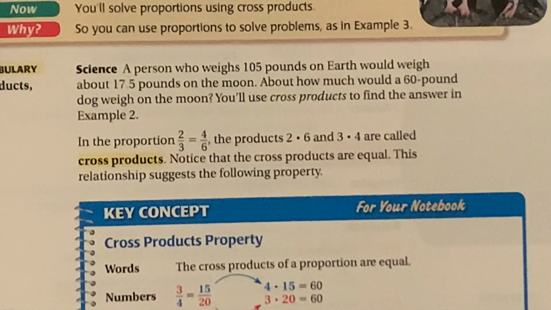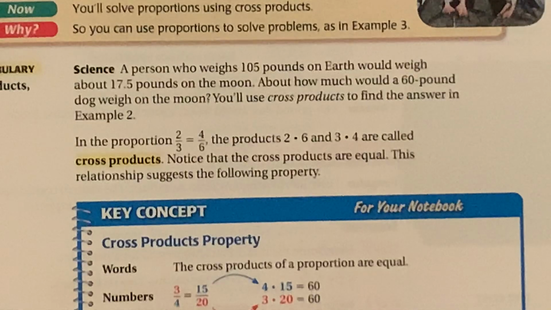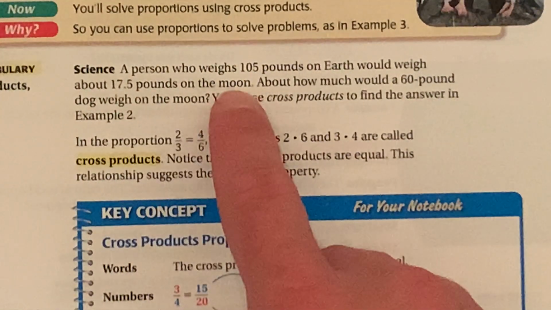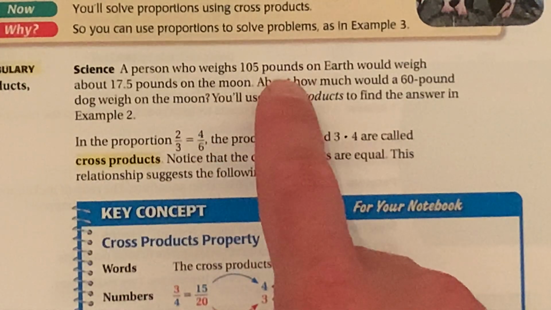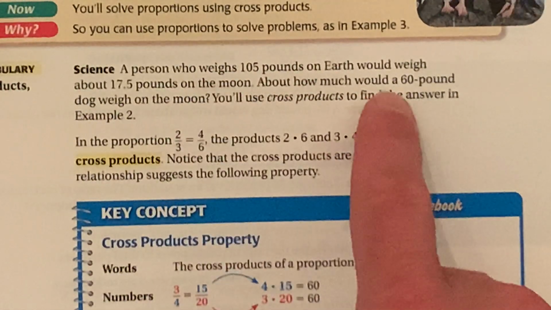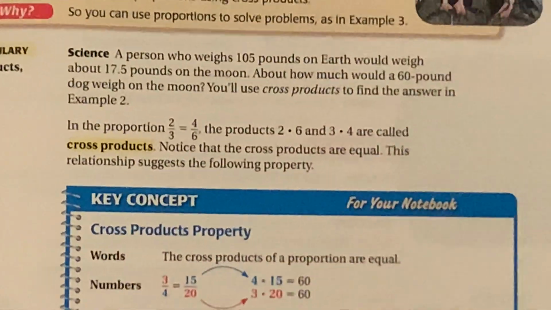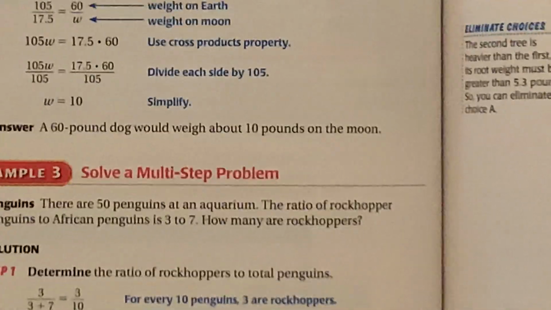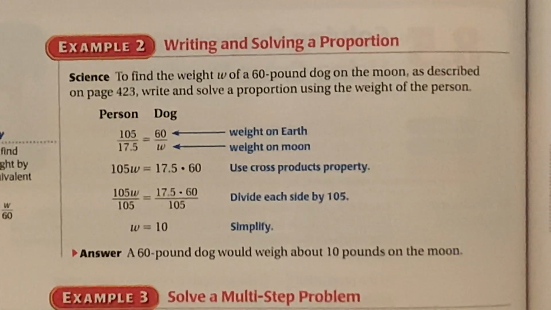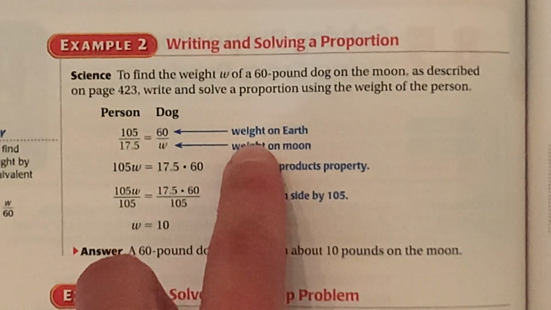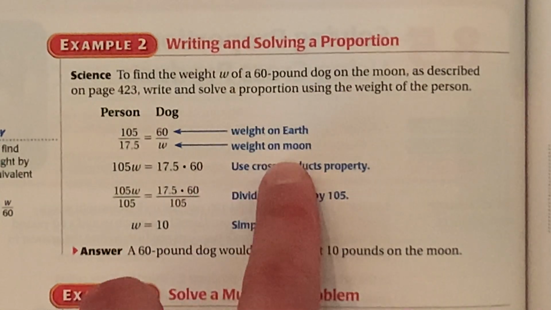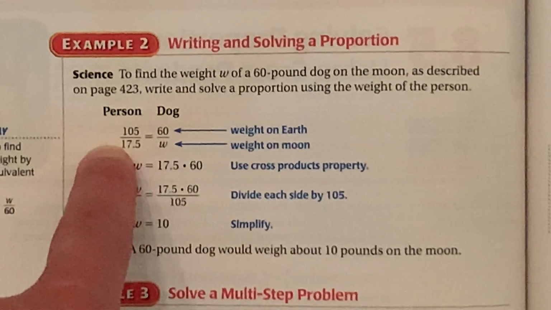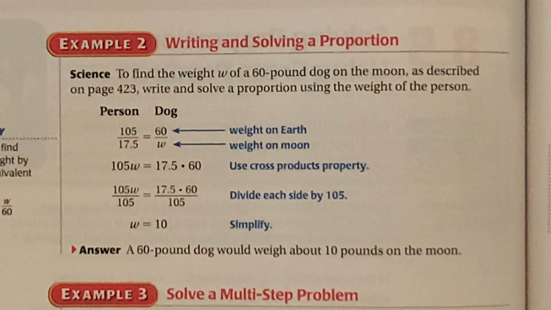Well, you can use cross products. So a person who weighs 105 pounds would weigh 17.5 pounds on the moon. So it looks like we're doing a proportion of weight on Earth to weight on the moon. So weight on Earth of a 60-pound dog. So let's go back to our problem here. Yep, that's exactly what we're doing. Here I have my proportion of weight on Earth to weight on the moon. 105 pounds on Earth to 17.5 pounds on the moon. Oh wow, I'm really light on the moon.